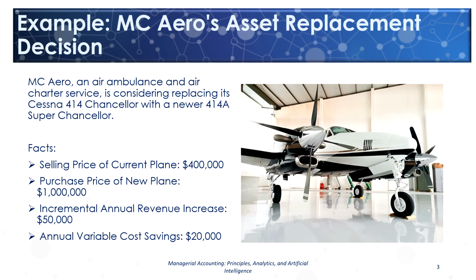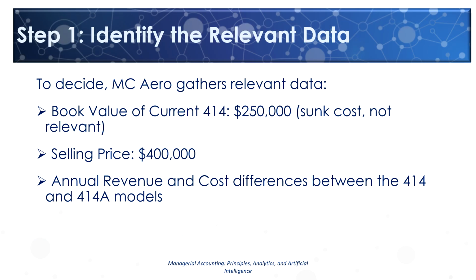The incremental annual revenue increase from replacing the 414 with the new 414A is $50,000, and the annual variable cost savings is $20,000. Let's review the relevant data. The relevant data includes the book value of the current 414A, which is $250,000. That's a sunk cost, so of course it is not relevant.